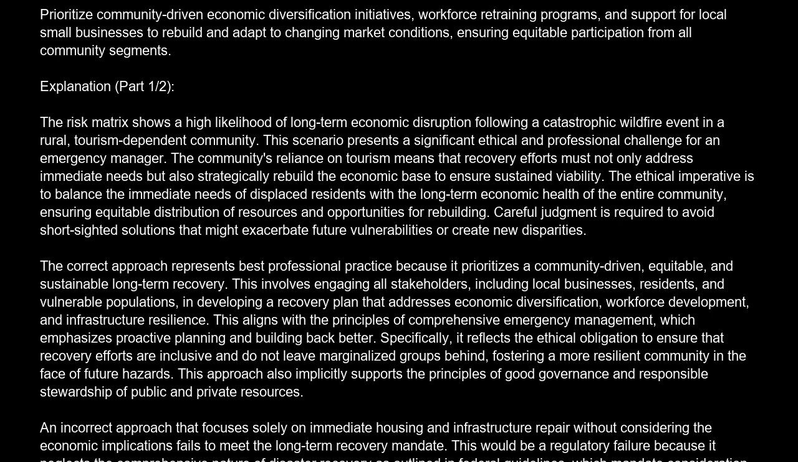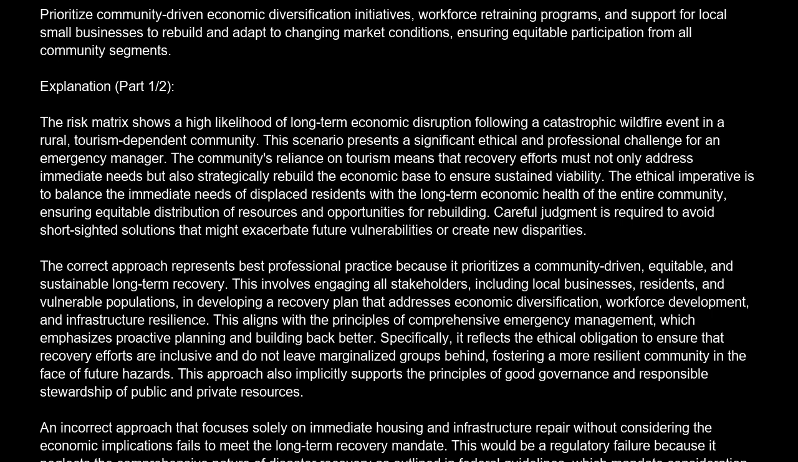The correct approach represents best professional practice because it prioritizes a community-driven, equitable, and sustainable long-term recovery. This involves engaging all stakeholders, including local businesses, residents, and vulnerable populations, in developing a recovery plan that addresses economic diversification, workforce development, and infrastructure resilience. This aligns with the principles of comprehensive emergency management, which emphasizes proactive planning and building back better.